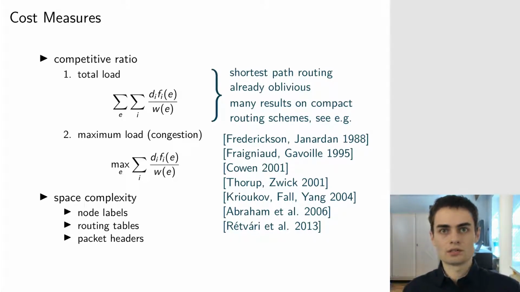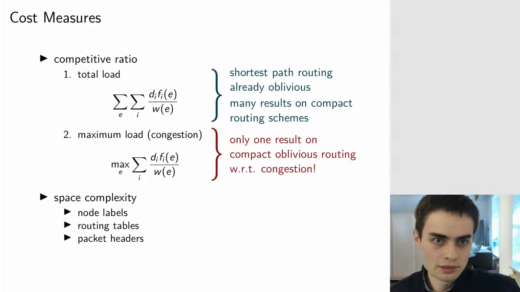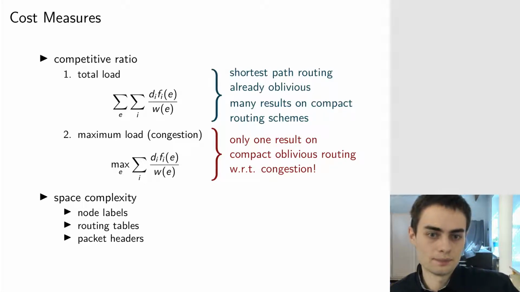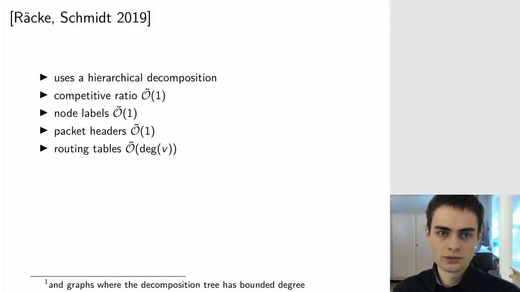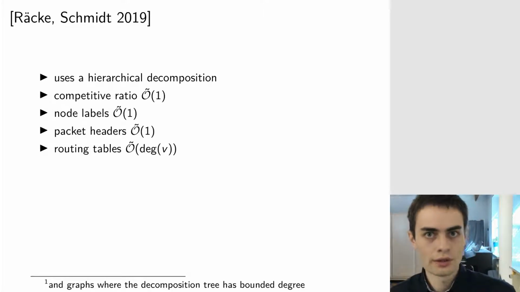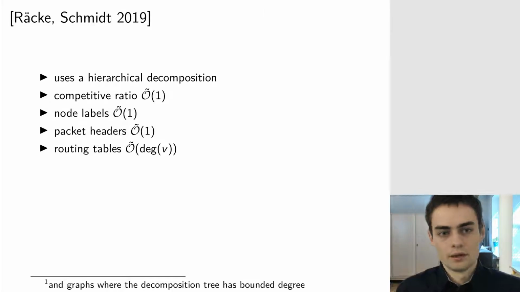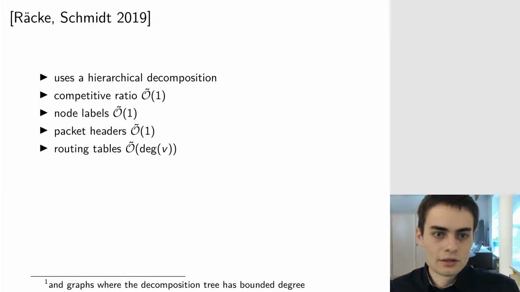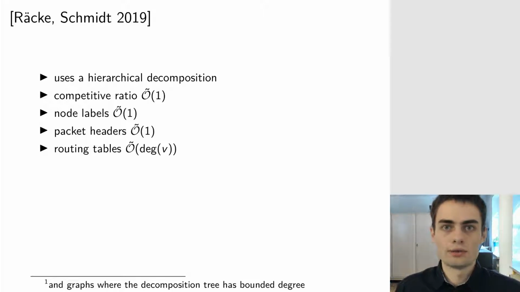However, for the cost measure congestion, there's only been one result. So there's only one result on doing compact oblivious routing when considering congestion. So that result is by Recker and Schmidt. They use a hierarchical decomposition. We're going to look at that in a moment. And they achieve basically polylogarithmic guarantees across the board. The exception to that are the routing tables. The size of the routing tables depends on the degree of the node, so on the number of incident edges.